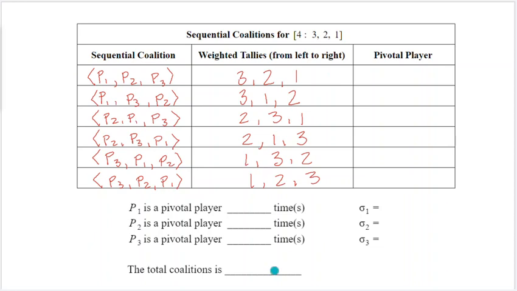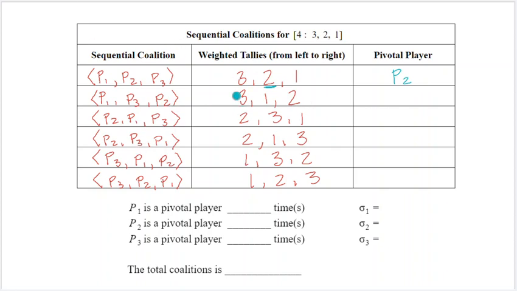So now the question is, who is the pivotal player? So if we start with just player 1 who has 3 votes, is that enough to win? No. Well, if we add in player 2, now we have 5 votes, and that is enough to win. So player 2 is the person who took us from a losing coalition to a winning coalition, so player 2 is our pivotal player.